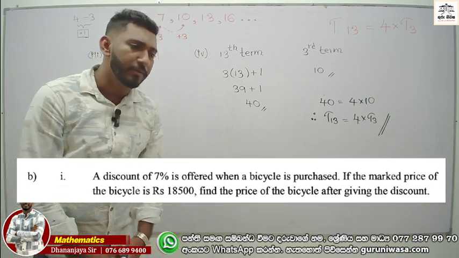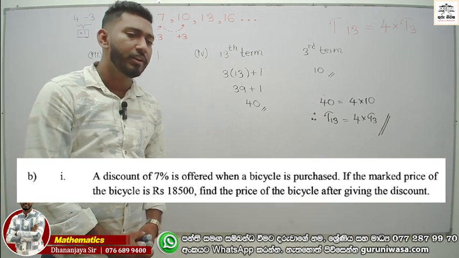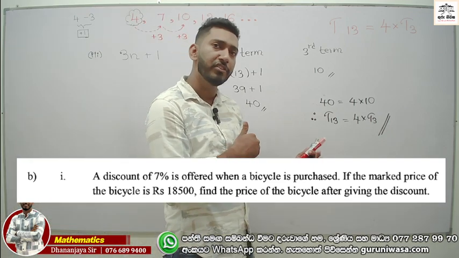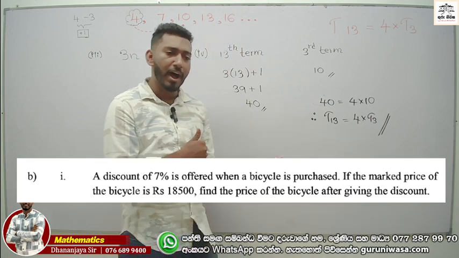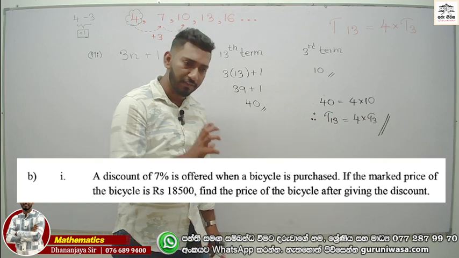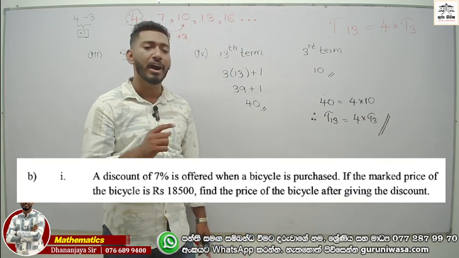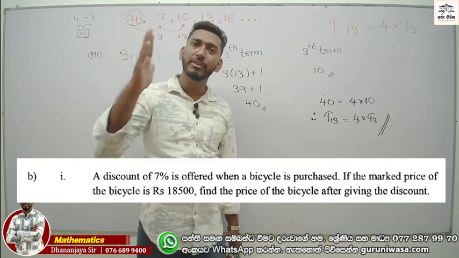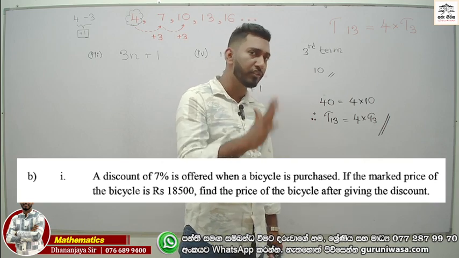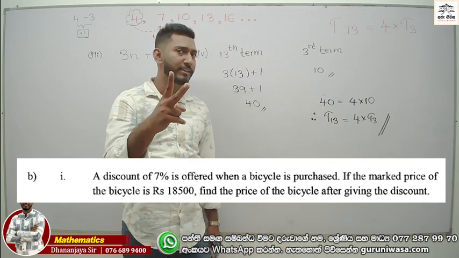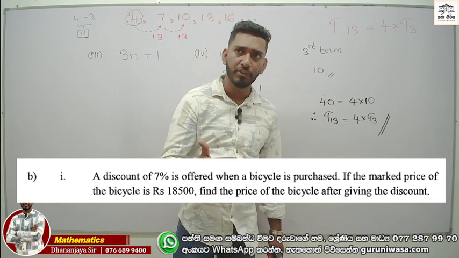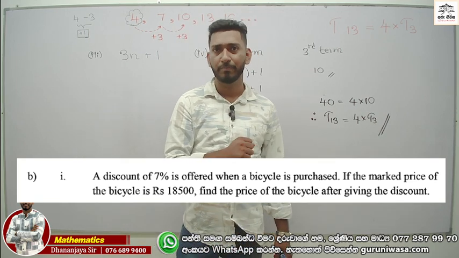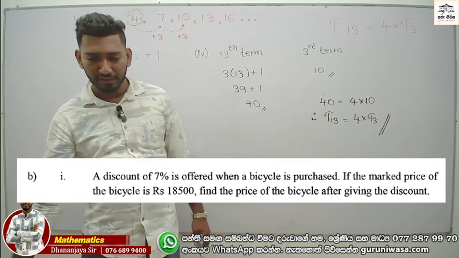Now I got question B. A discount of 7% is offered when the bicycle is purchased. If the mark price of the bicycle is 185,000, find the price of the bicycle after giving the discount. Again, selling price. You need to find the selling price after giving the discount. Now you have two methods. What is the first method? Firstly, you have to find the discount and then subtract it from the mark price, right? Now find the answer.